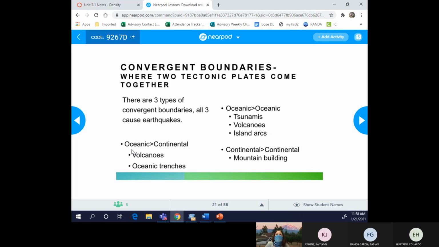So when we talk about convergent boundaries, we have three different types of convergent boundaries. The first one down here is oceanic continental. So that's when you have an oceanic plate meet a continental plate, you get earthquakes, volcanoes, and ocean trenches. The next one up here is oceanic, where you get earthquakes, tsunamis, volcanoes, and island arcs, and we'll get pictures of those too. And then the last one in your notes is continental. That's earthquakes and mountain building, or the orogeny term.